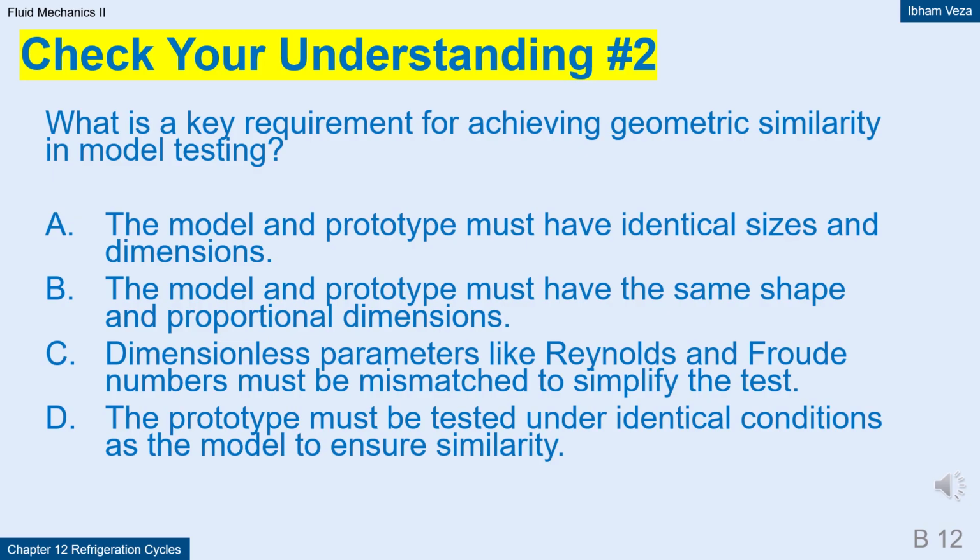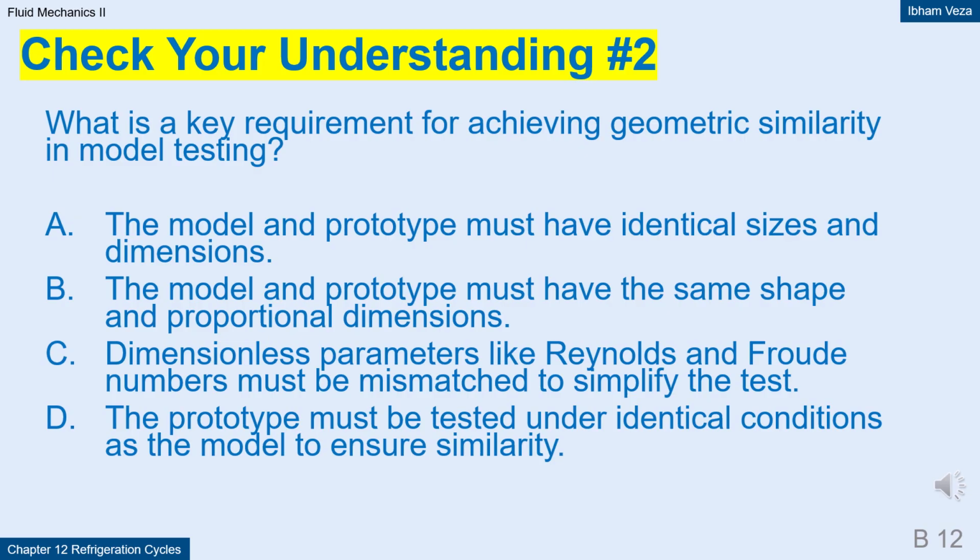Explanation of why other answers are wrong. A. The model and prototype must have identical sizes and dimensions. Incorrect, because geometric similarity requires proportional dimensions, not identical sizes. C. Dimensionless parameters like Reynolds and Froude numbers must be mismatched to simplify the test. Incorrect, because matching dimensionless parameters ensures dynamic similarity and accurate test results. D.